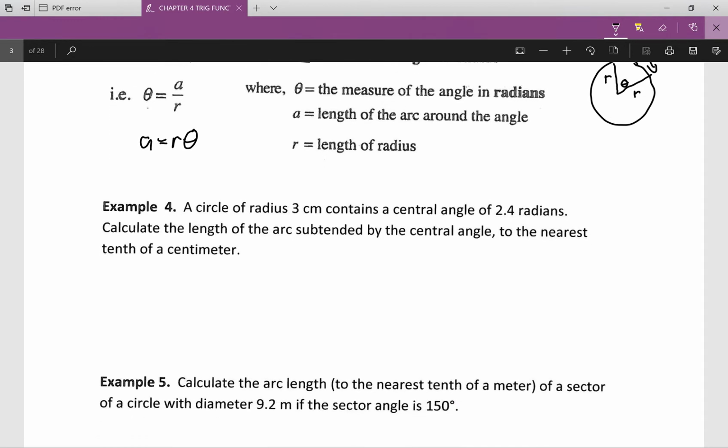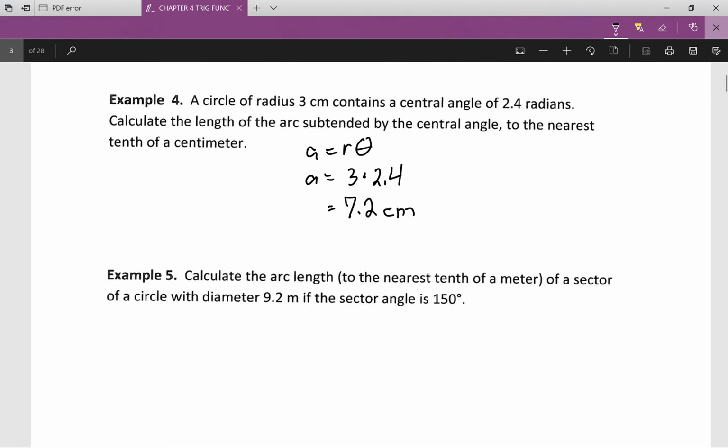A circle of radius 3 contains a central angle of 2.4 radians. Calculate the length of the arc subtended by the central angle to the nearest tenth of a centimeter. So I have A equals R theta. My radius is 3 and my angle is 2.4. So the arc length equals 3 multiplied by 2.4, which gives me 7.2. So it's 7.2 centimeters.